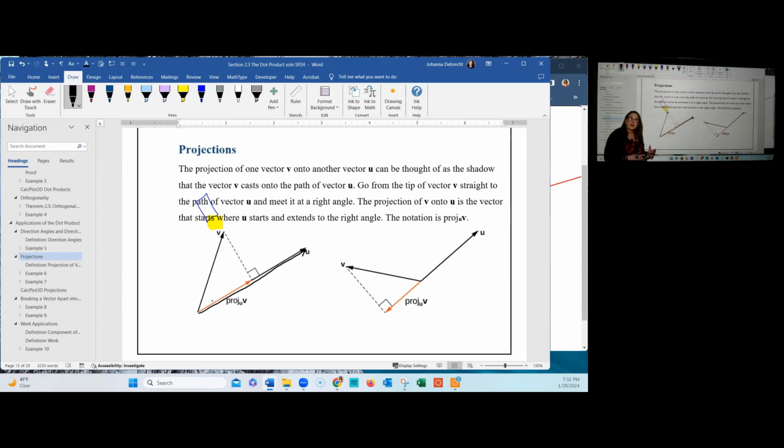And then the projection extends along the pathway of u, either in the same direction, if the angle between u and v is complementary, less than 90 degrees, or in the opposite direction of u, along negative u, if the angle between u and v is supplementary, greater than 90 degrees, but less than pi.